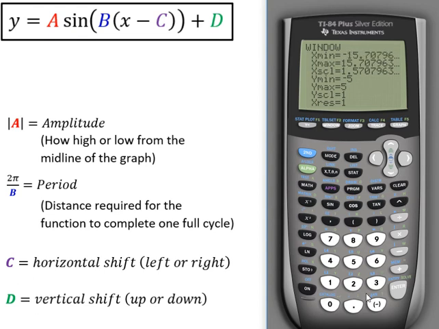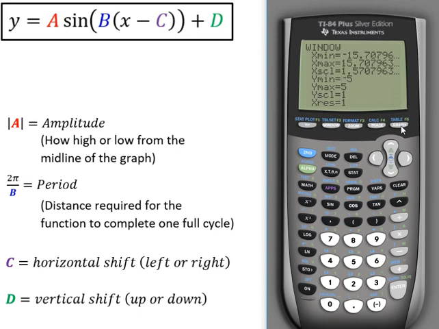Pi. Yep. 5 pi. We're going to do our x scale, which just means what we're going to count by. So let's do pi over 2. As soon as we move it, it changes to all those decimals. Our x min is -5 pi, x max 5 pi, y min -5, y max 5, and for y scale we're going to count by 1.